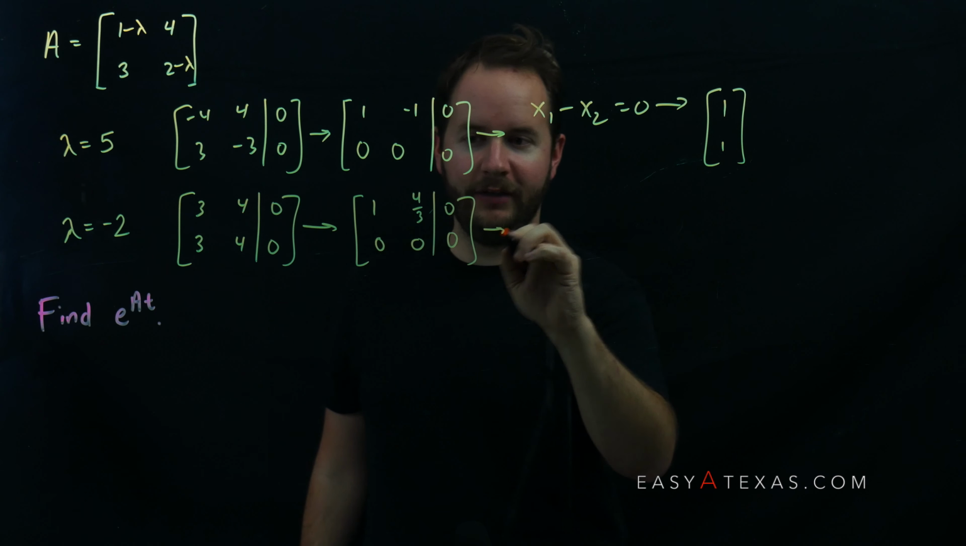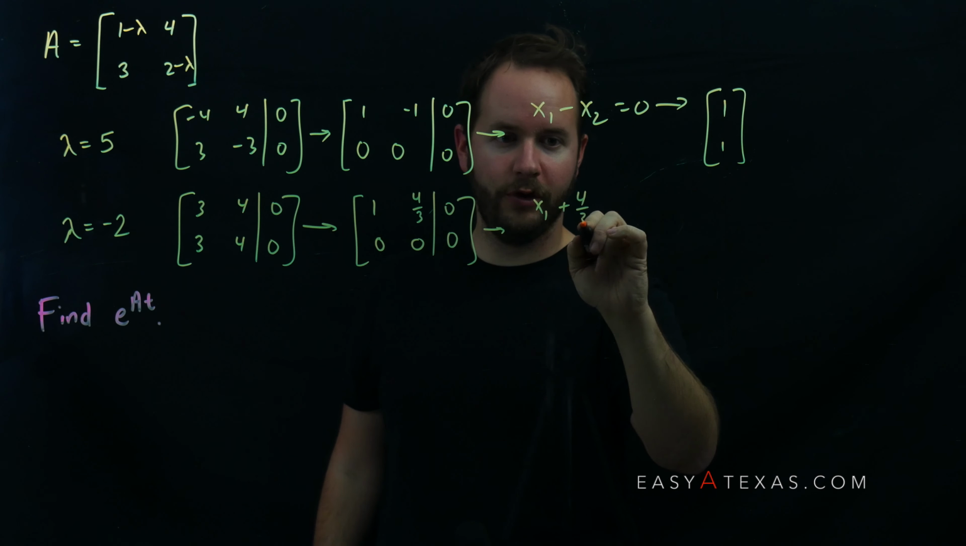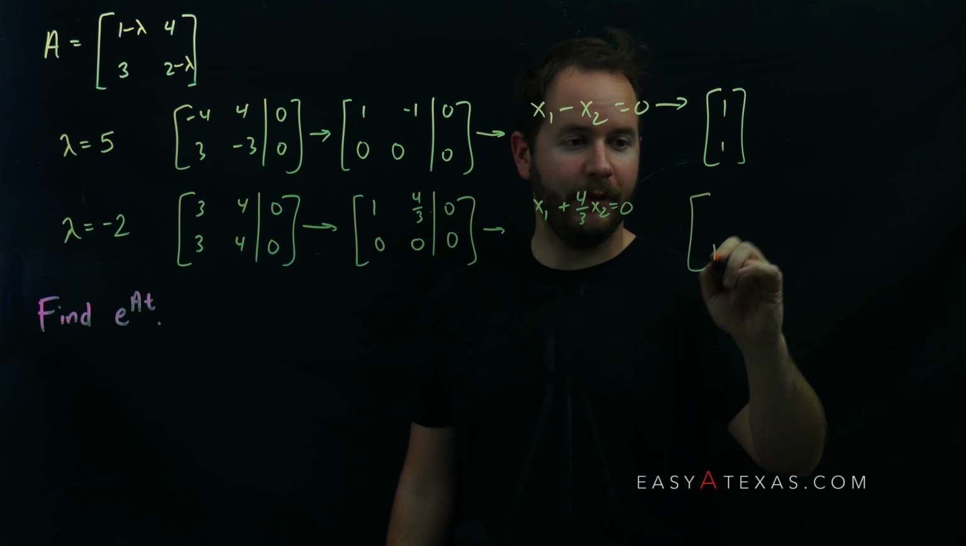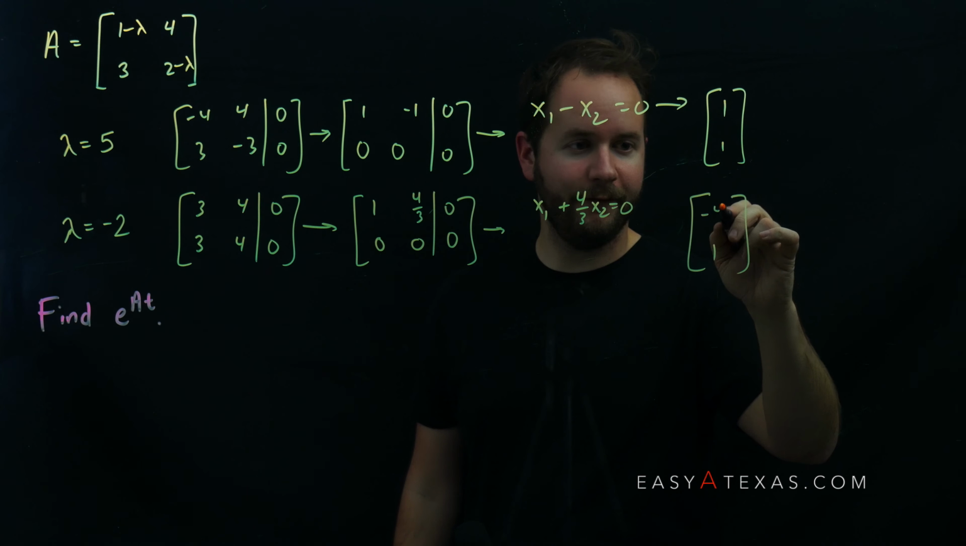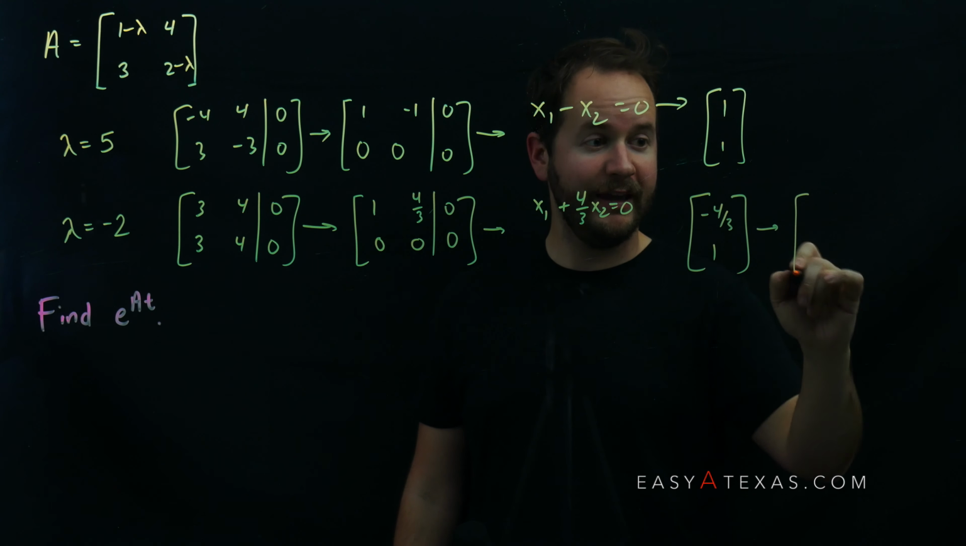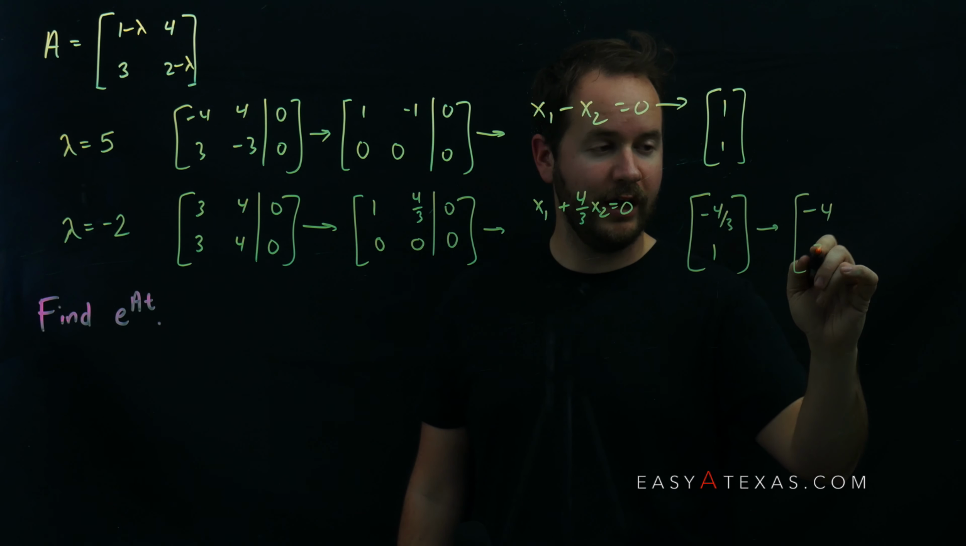This first equation reads x1 plus 4/3 x2 equals 0. If I let my x2 value be 1, my corresponding x1 value will be -4/3. Now because I don't like fractions too much, I'm going to go ahead and multiply this whole thing by 3, giving me an eigenvector of -4, 3.